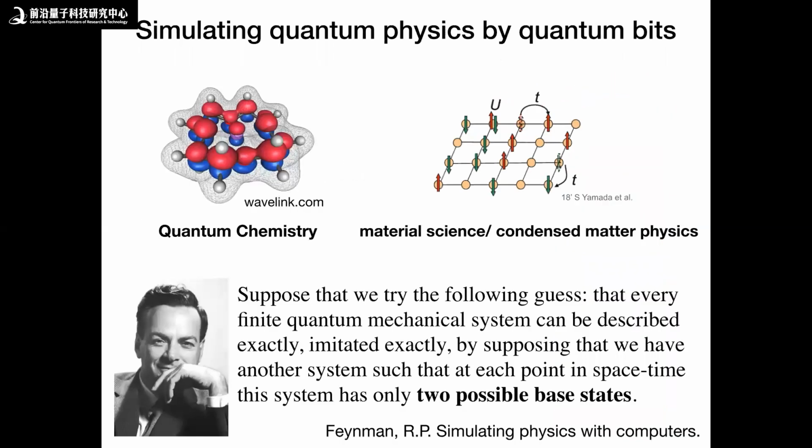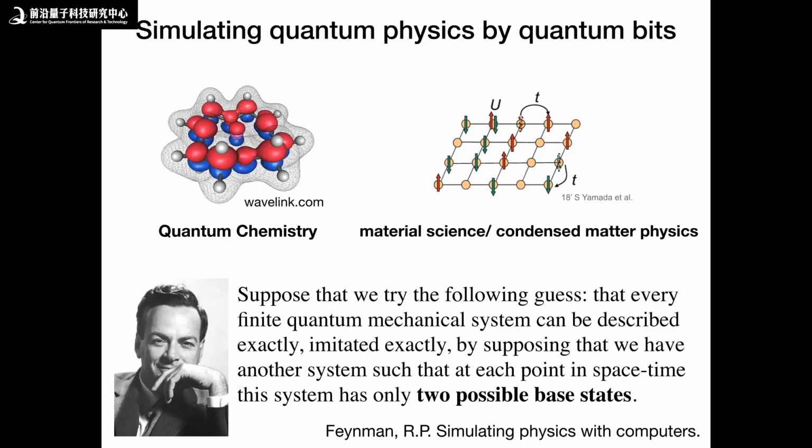Today we're going to talk about perhaps the most practical one, the one that is going to work in the near future, which is to simulate quantum physics. We're going to simulate quantum physics by quantum bits, so-called qubits. This idea can actually go back to Feynman. He's very good. He had this vision about all of this, and it's really coming through now.